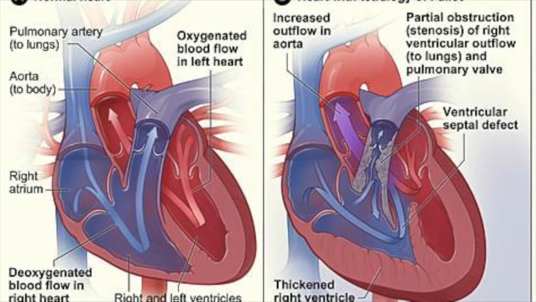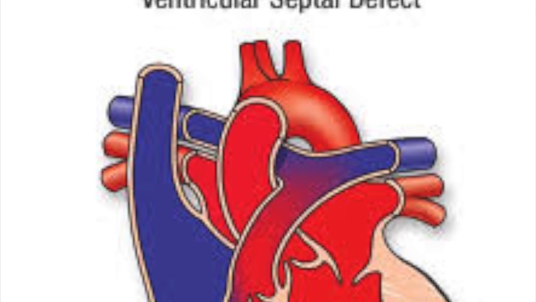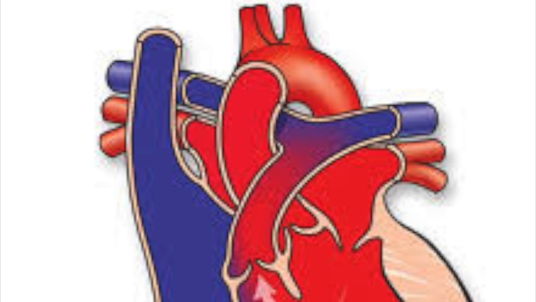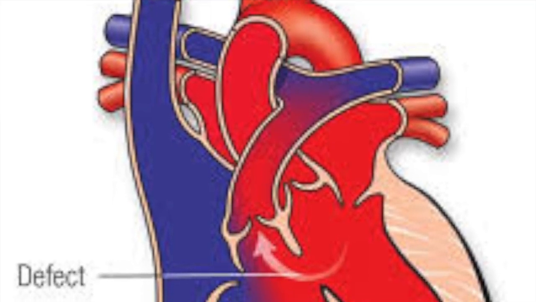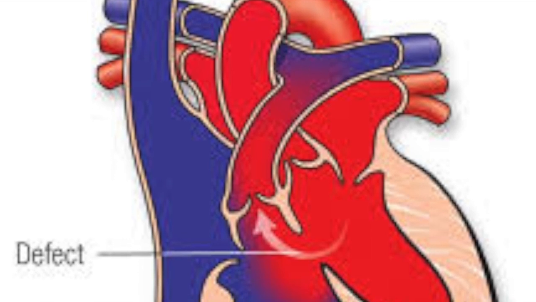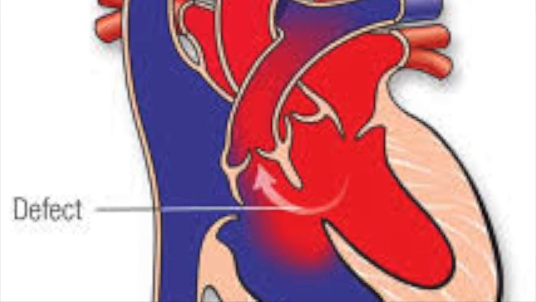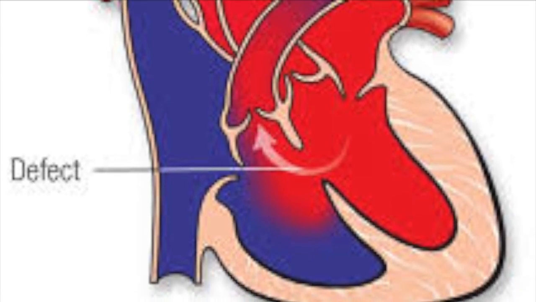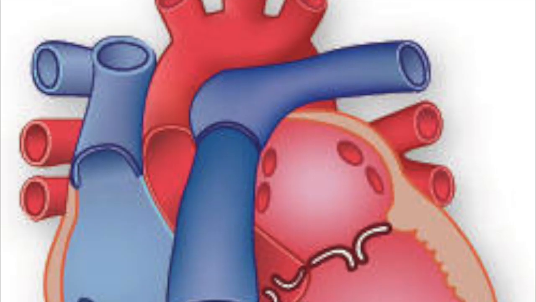overriding aorta. Ventricular septal defect is a hole in the septum separating the right and left ventricles of the heart. The septum normally acts as a barrier that prevents blood from both sides of the heart from mixing. But when there is a ventricular septal defect, the high oxygen blood from the left ventricle and the low oxygen blood from the right ventricle can mix. This can lead to either too little or too much blood flow going to the lungs.